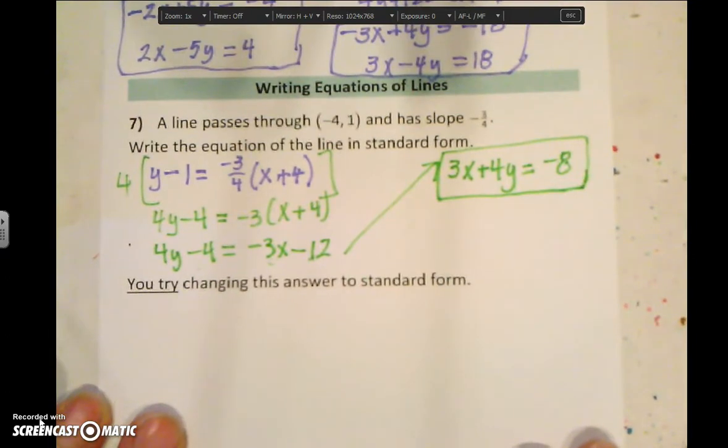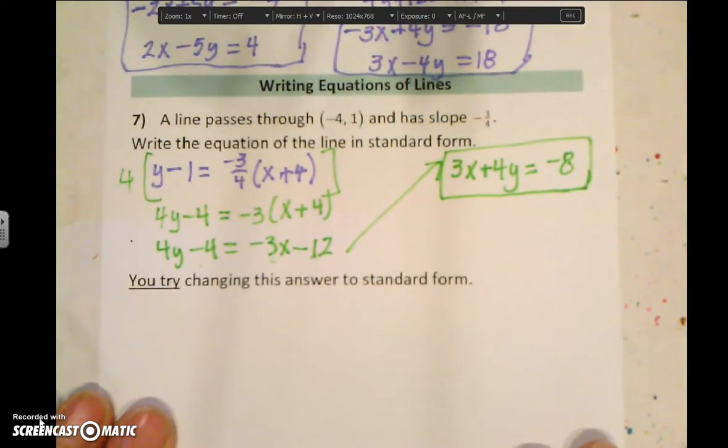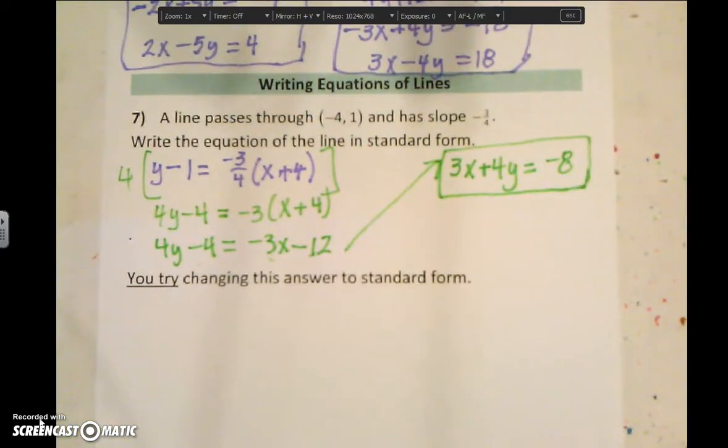Oops. And you were supposed to try changing that to standard form. Well, you got out of that one, didn't you?